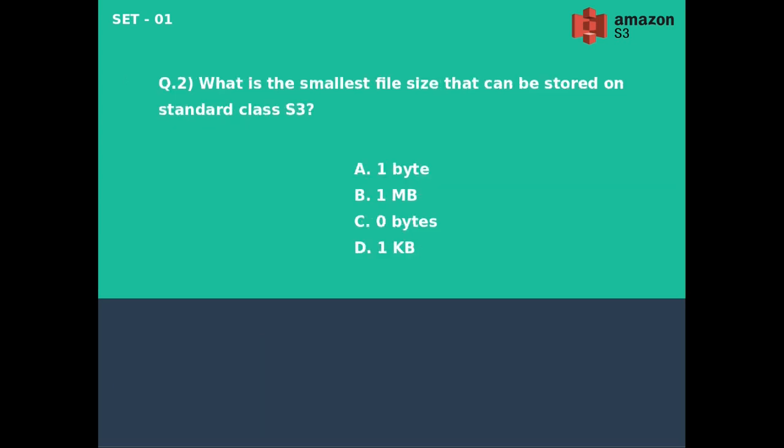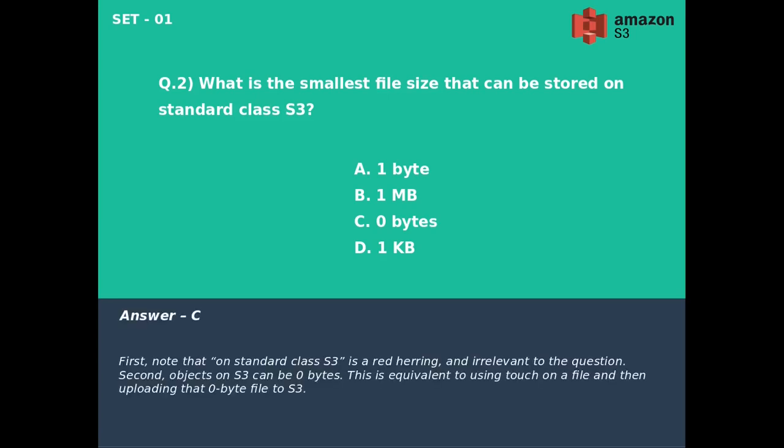Next, question 2. What is the smallest file size that can be stored on standard class S3? A. 1 byte, B. 1 MB, C. 0 bytes, D. 1 KB. Answer is C. 0 bytes.